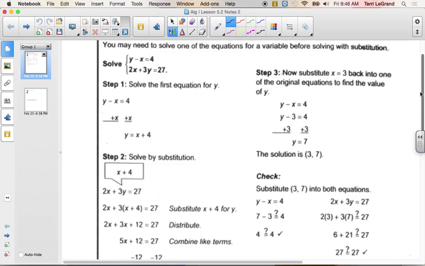Jacob? If you're going to solve for y, then you would only have to do one step. You only have one step to do: add x to both sides.